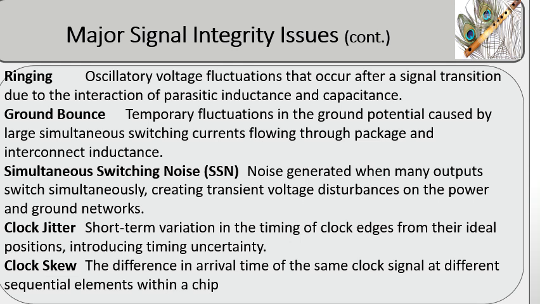Further signal integrity issues are ringing, ground bounce, simultaneous switching noise, clock jitter, and clock skew, which primarily affect signal stability, clock synchronization, and timing accuracy. These effects become more pronounced as switching speeds increase and larger numbers of circuits operate simultaneously. If not properly controlled, they can reduce timing margins and degrade overall chip performance.